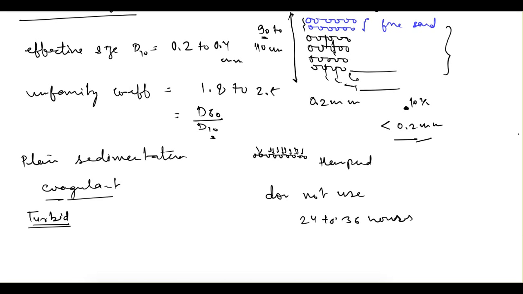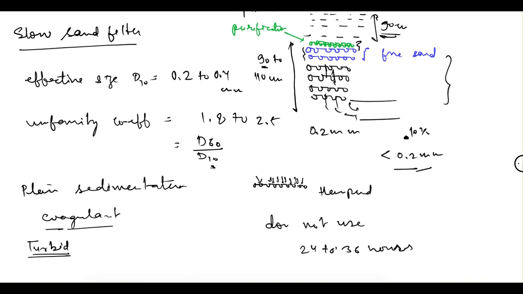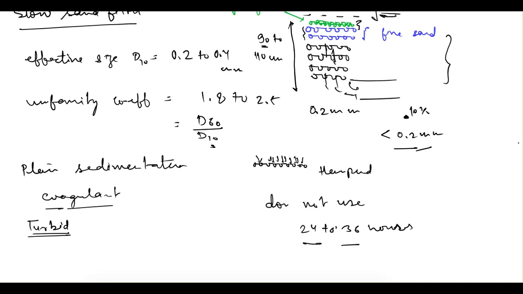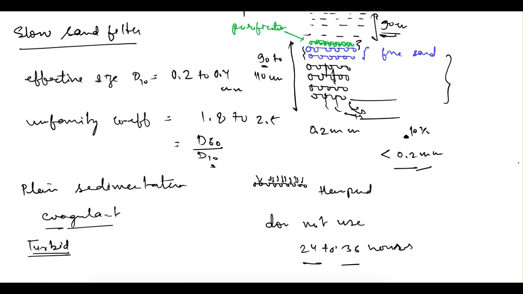Because when we have just applied the water, in these 24 hours a very small layer of impurities is formed, and this small layer helps in the purification, because it is a very major factor which contributes to the purification. This layer is required for purification, and it takes around 24 to 36 hours to form. So we do not use the water for these 24 to 36 hours. Only after this do we use the effluent we are getting from the slow sand filter.